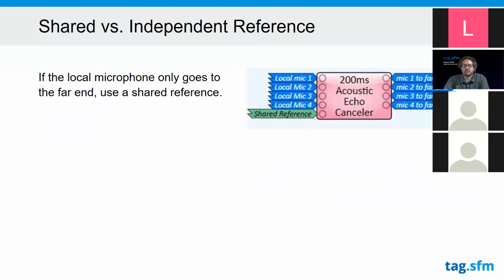So when we look at that shared versus independent reference, if we look at local microphones only going to the far end, we use a shared reference, right? So most conferencing systems, especially in smaller rooms, huddle rooms, basic boardrooms, if you're only sending the local microphones to the far ends for the teleconference system, then you can use a shared reference because those mics are not going to cancel each other out. So we just use that typical shared reference.